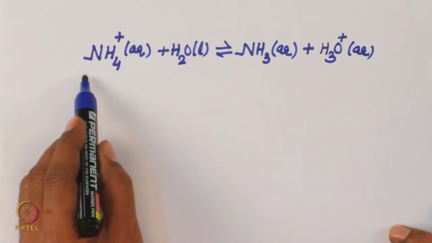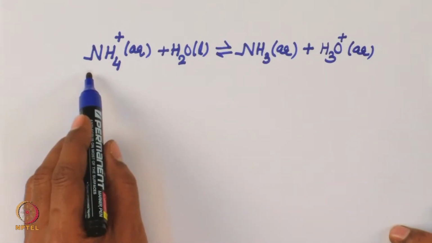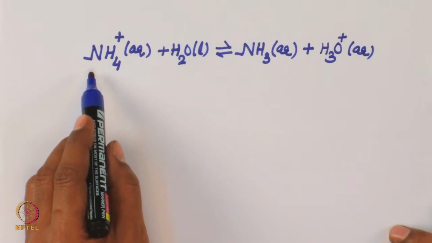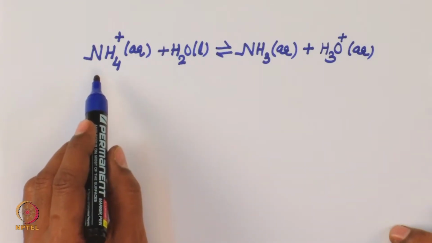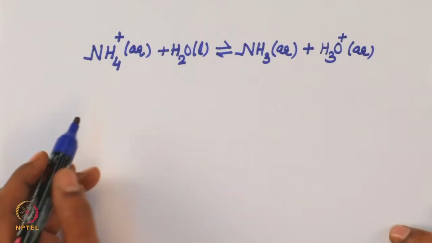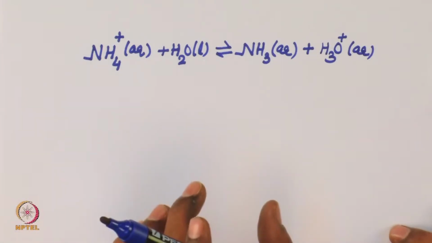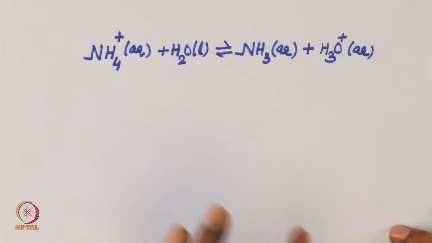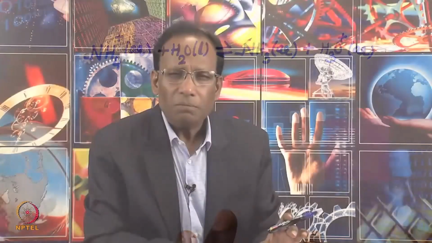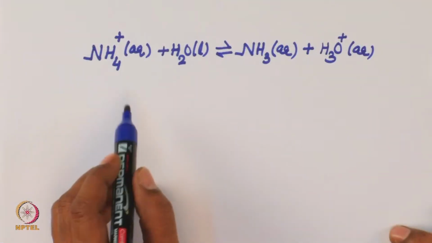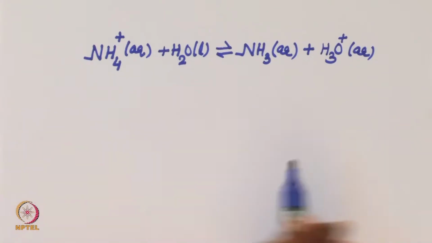NH4 plus is weakly acidic, and in fact the question given to us has ammonium chloride. Chloride ion is not an appreciably basic moiety that it will affect the pH. Ammonium ion is very weakly acidic. Weakly acidic means the pH of the solution is going to be less than 7.